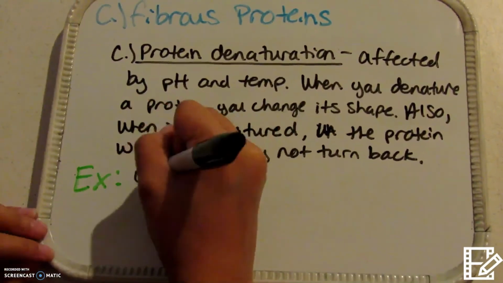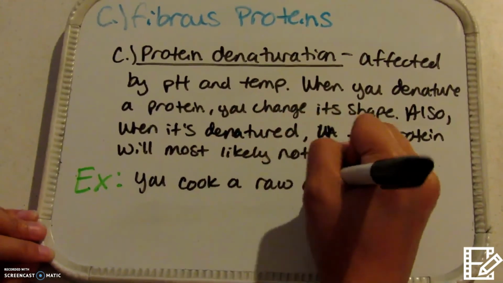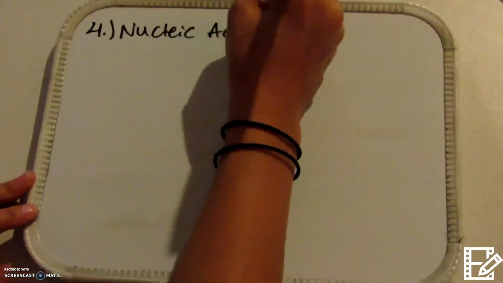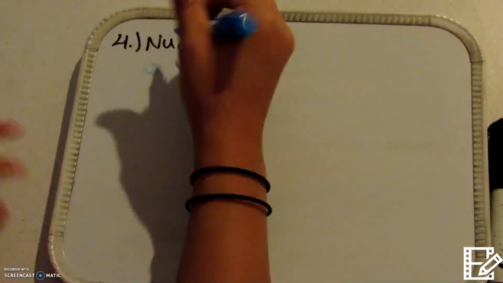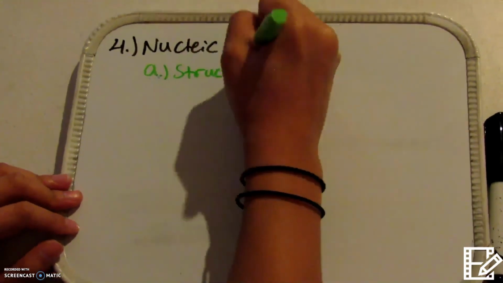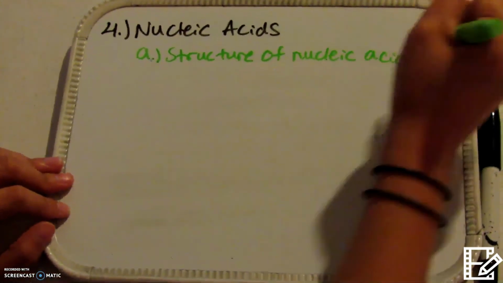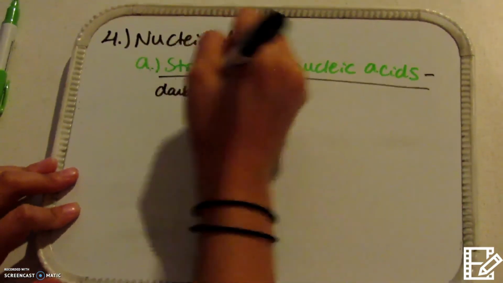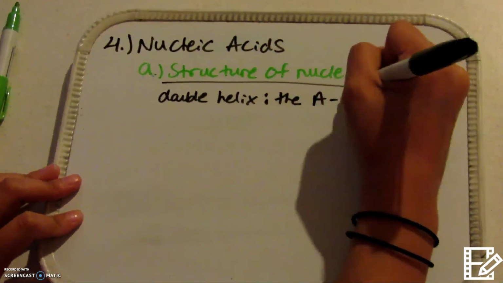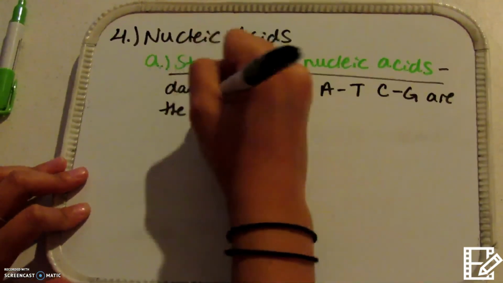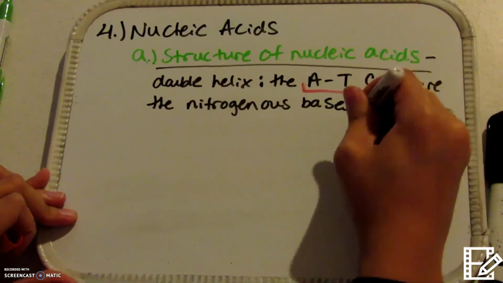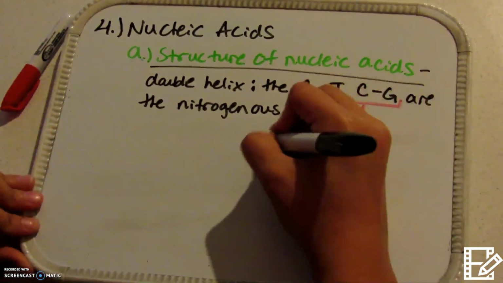When you cook them, the structure changes. The structure of nucleic acids is a double helix, and its backbone is composed of adenosine, guanine, cytosine, and thymine. These are also called the nitrogenous bases. It should be noted that adenosine is paired with thymine and cytosine is paired with guanine.